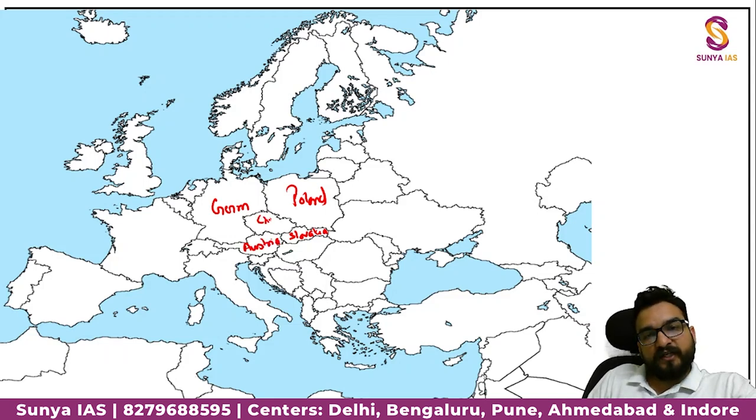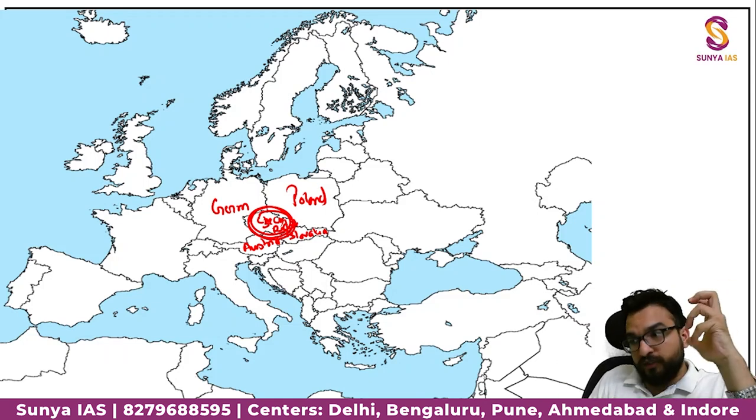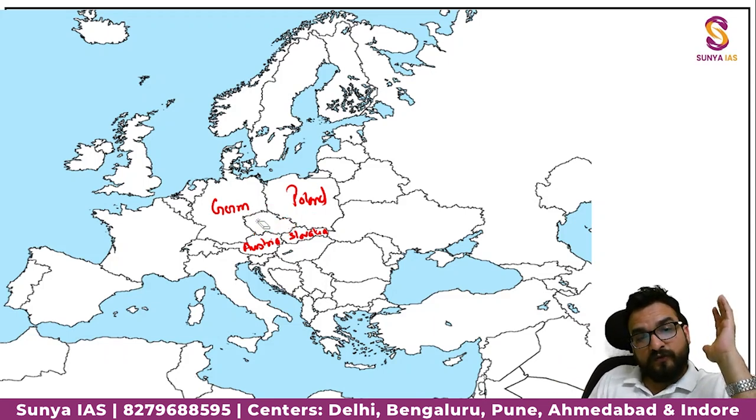In the center, Czech Republic. Czech Republic, if you cannot see it, then I am saying something, Czech Republic. So try to understand, guys. Some students have very neat handwriting, so try to understand, right? So over here Czech Republic, CR.